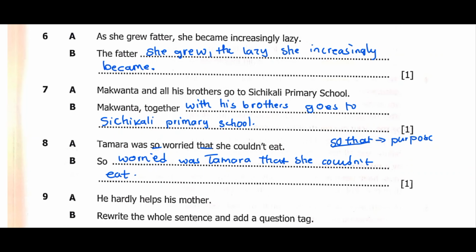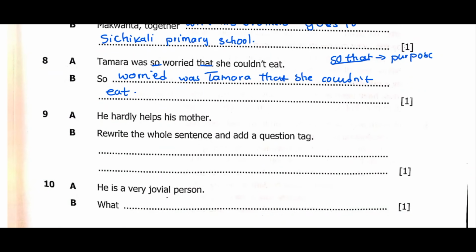Okay, so now let's move on to question 9. He hardly helps his mother. Rewrite the whole sentence and add the question tag. So we are told to rewrite the whole sentence. So: he hardly helps his mother. Then the question tag.